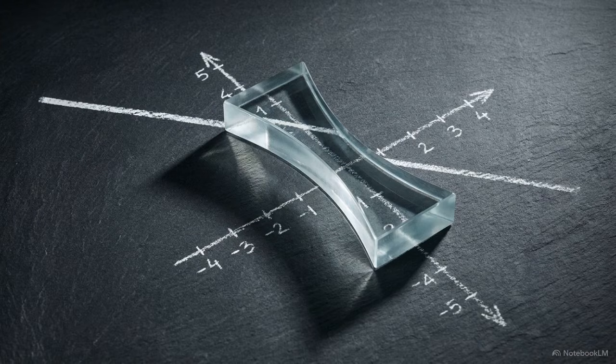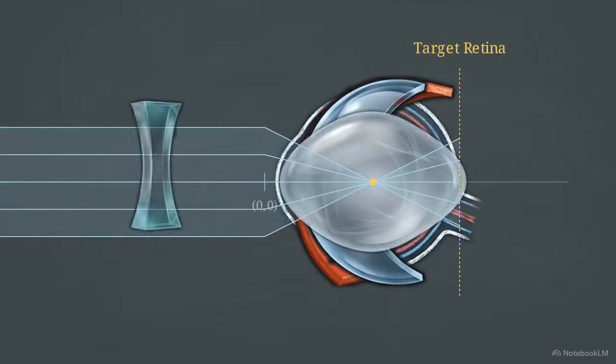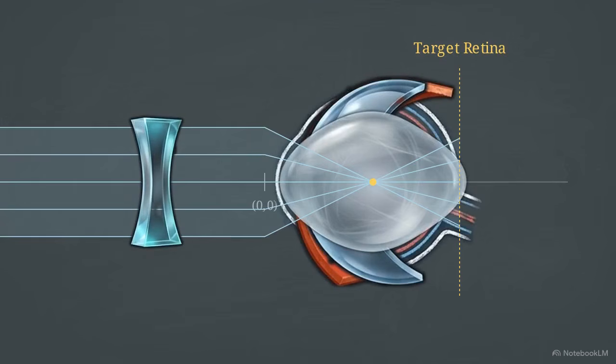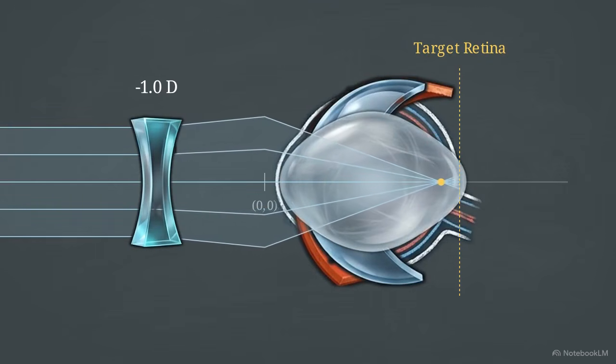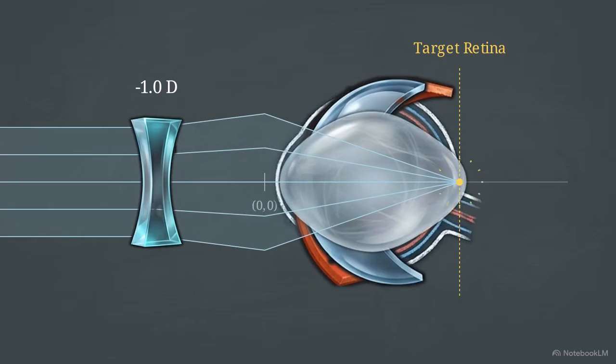Correcting myopia requires a mathematical fix. We must introduce negative optical power into the biological system. We achieve this by placing a diverging concave lens directly in front of the optical origin. Adding a negative 1.0 diopter alters the input vectors. Incoming rays diverge slightly before entering the eye, pushing the final convergence point backward onto the target retinal line.